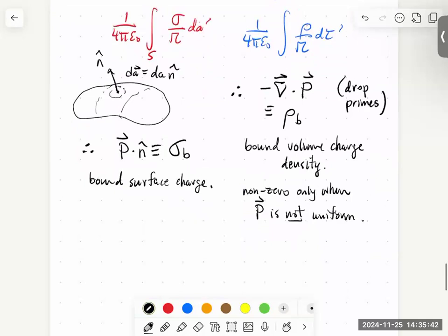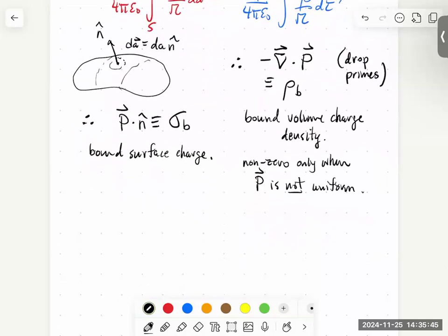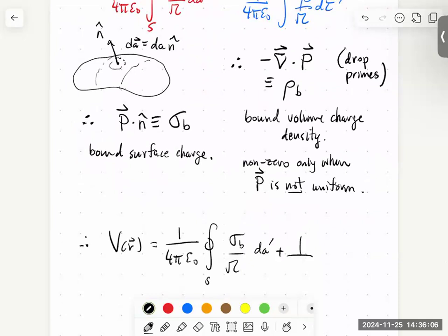All right. So with all of that in mind, our potential becomes 1 over 4 pi epsilon naught, the integral over some surface of the bound surface charge divided by r, plus a term for the bound charge density divided by r with a d tau prime.